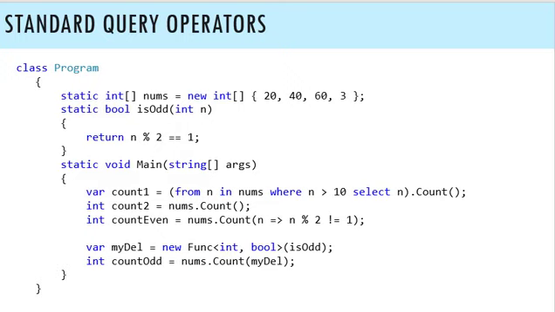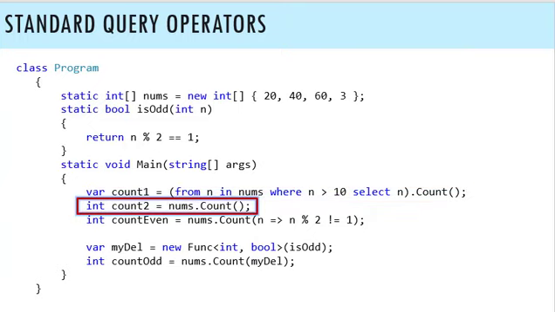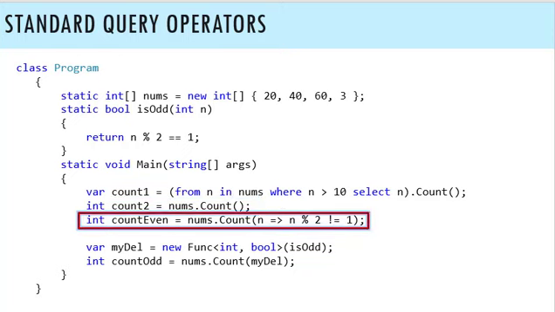Here are some examples which will make your understanding better. Here at this line, the count operator is applied on a query. It causes the query to execute immediately and return the result to the count1 variable. And on the next line, the count operator is directly applied on the array. This explains that you can apply any operator directly on a sequence. On the next line, a lambda expression is passed to the count operator, which returns true if the number is even. So in this case, the count method only counts the even numbers.